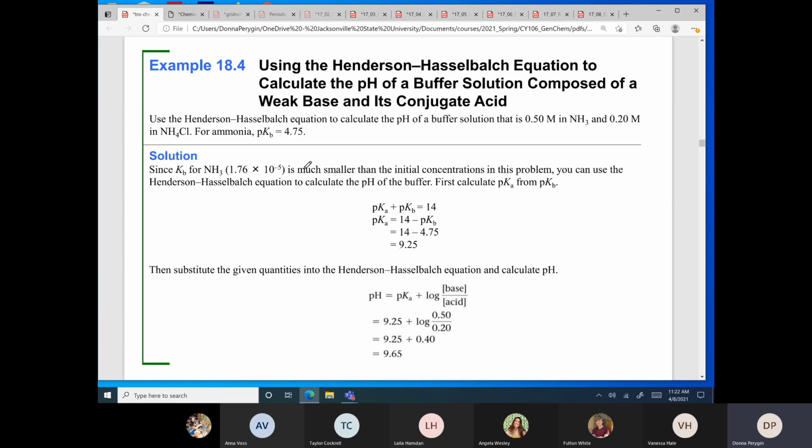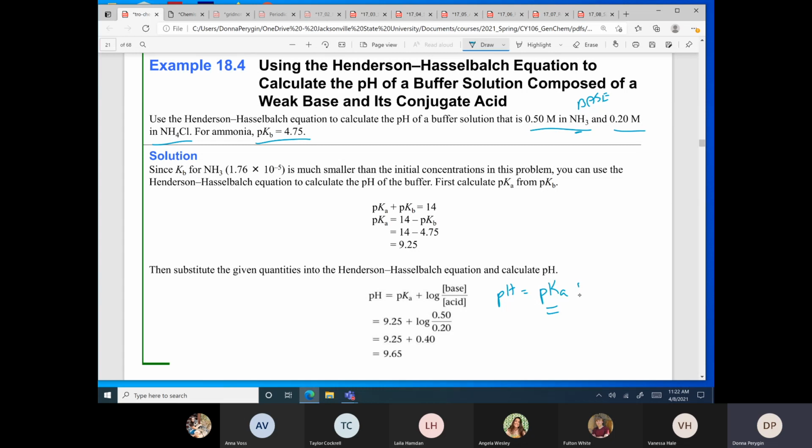So using the Henderson-Hasselbalch equation, which is fairly straightforward, calculate the pH of a buffer solution that is a half molar in ammonia and 0.2 molar in ammonium chloride. For ammonia, the pKb is 4.75. Okay, so ammonia is a base, not an acid. But the Henderson-Hasselbalch equation says that the pH is equal to the pKa, not the pKb, plus the log of the base over the acid concentration. That's in concentration units here, not moles, okay?